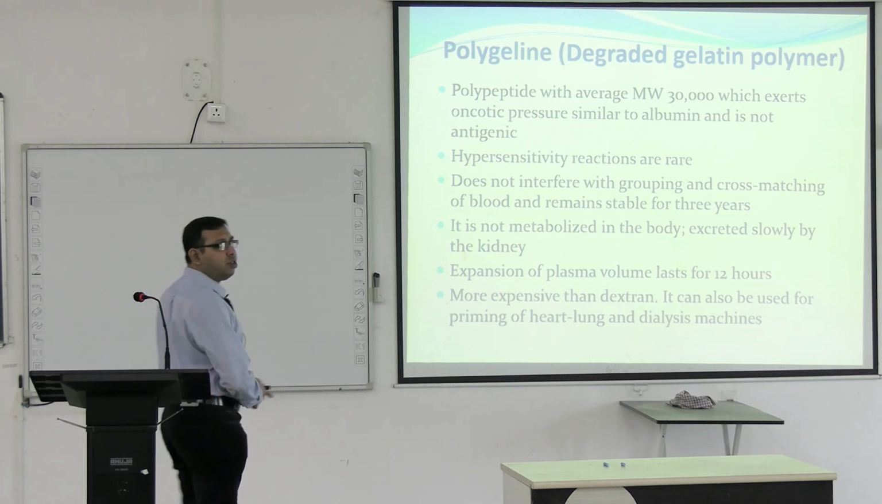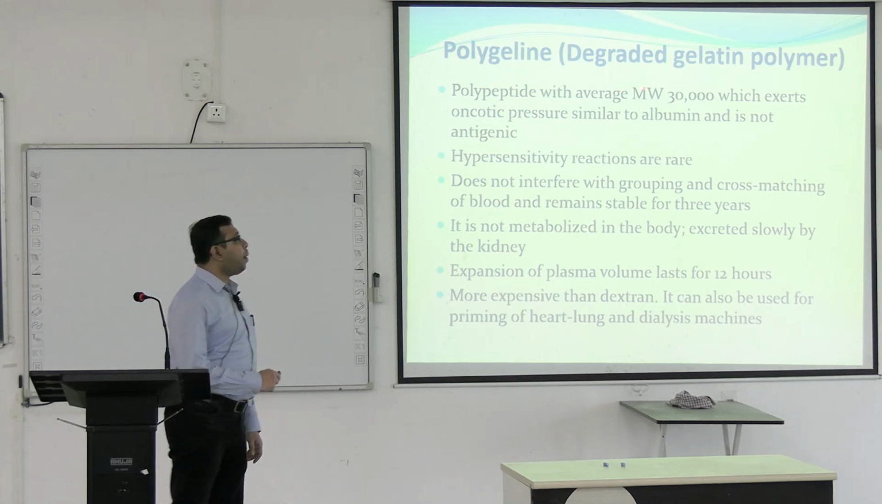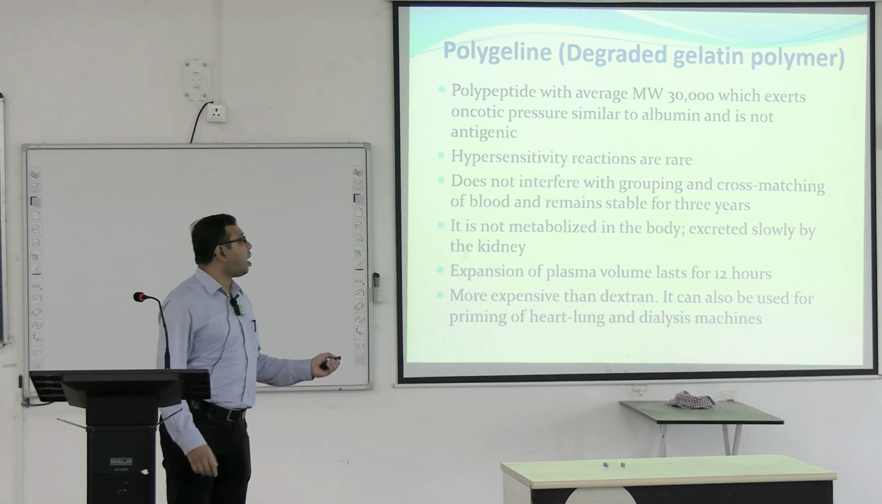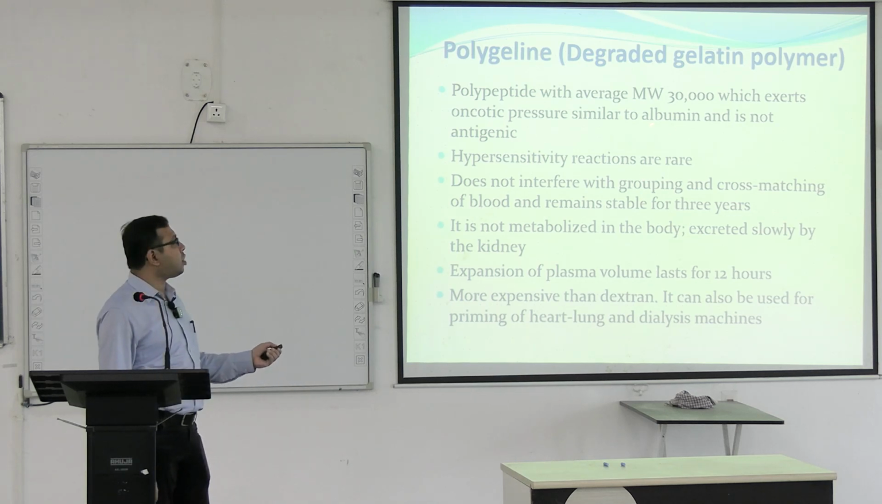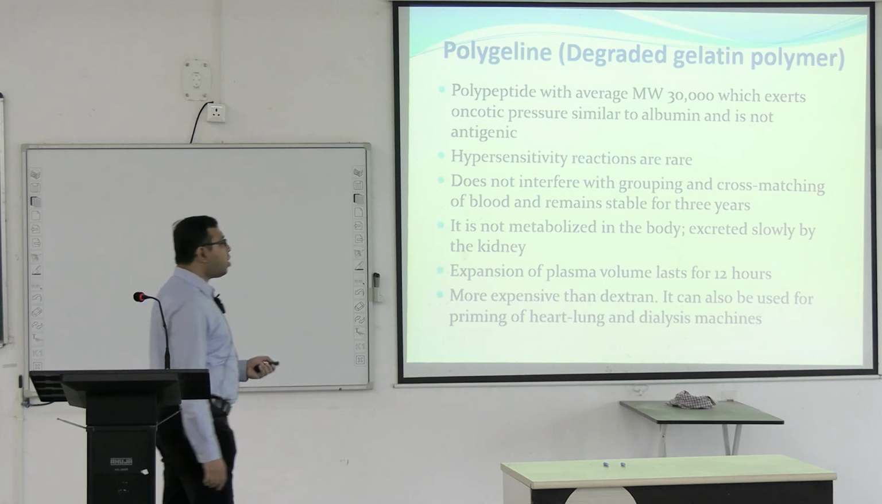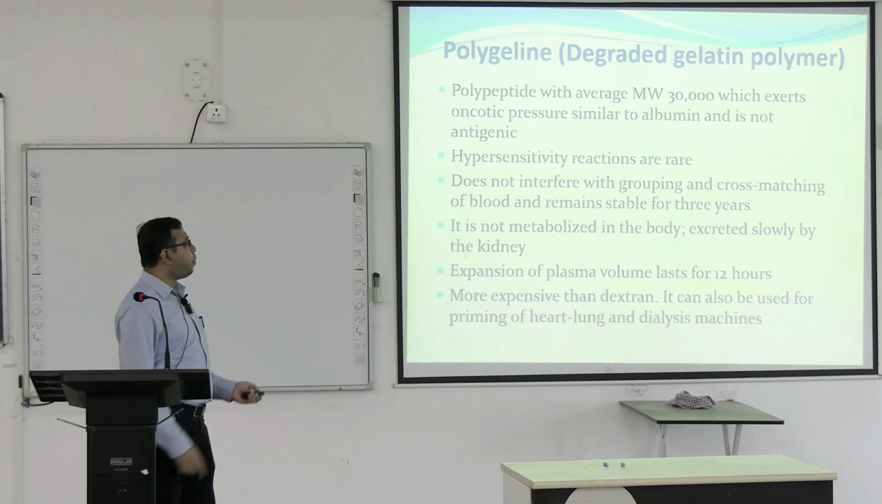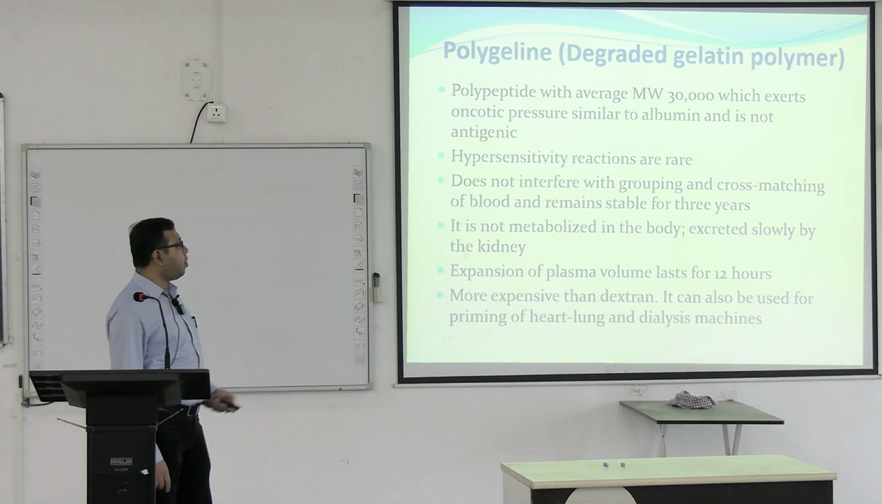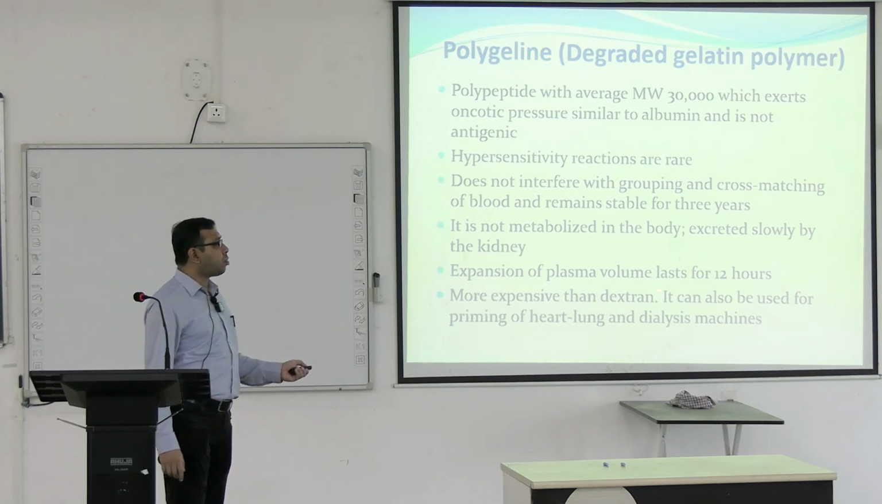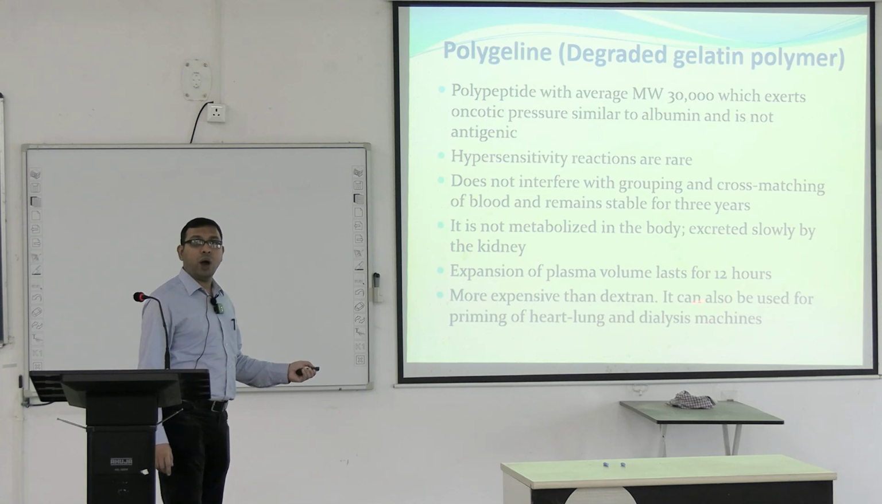Polygelin is a degraded gelatin polymer. It is a polypeptide with average molecular weight 30,000, exerts oncotic pressure similar to albumin, and it is not antigenic. Hypersensitivity reactions are rare, it does not interfere with grouping and cross-matching, remains stable for 3 years, is not metabolized in the body, and is excreted slowly by the kidney. Expansion of the plasma volume lasts for 12 hours. That is quite a large time.